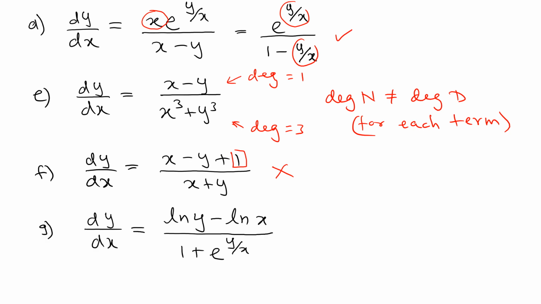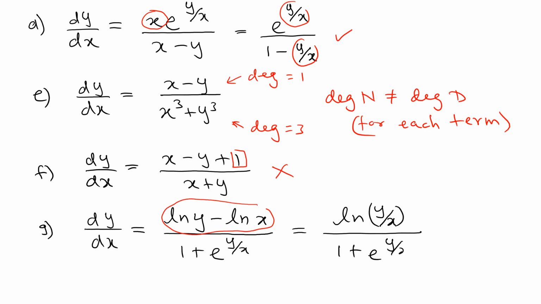Say we have (ln y minus ln x) divided by (1 plus e to the y over x). From the logarithm properties, you know that when you have a subtraction, it is a division inside. So we can write this as ln(y over x) divided by (1 plus e to the y over x), and you can clearly see that it is a function of y over x. So this is a homogeneous equation, even though it looks a little difficult.